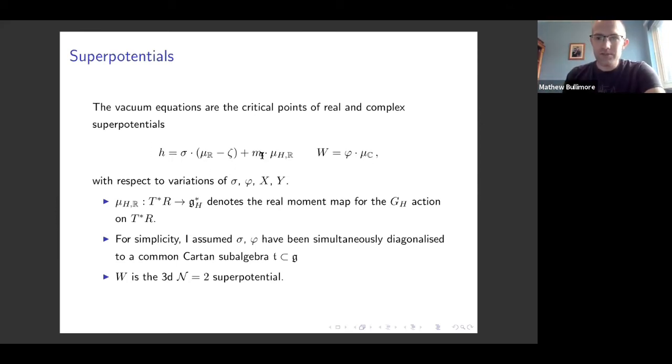Okay, so there are these nice real and complex functions whose critical points will give me the vacua, and we're interested in exploring what they are. Another way to phrase what we're interested in doing is: what are the critical points of these functions, and how do they vary as I vary the mass parameters m and the FI parameters zeta? That's the problem we're interested in.